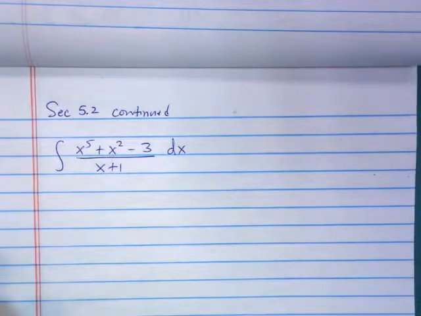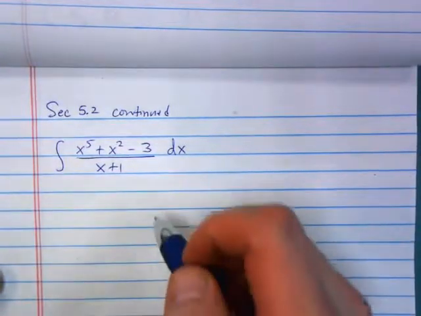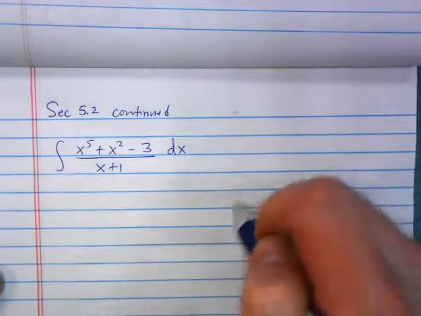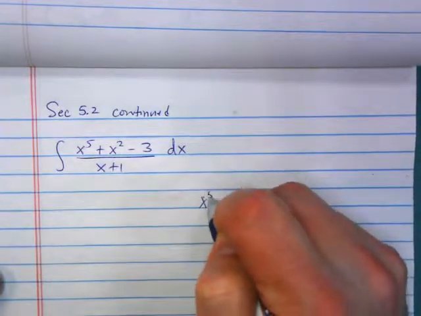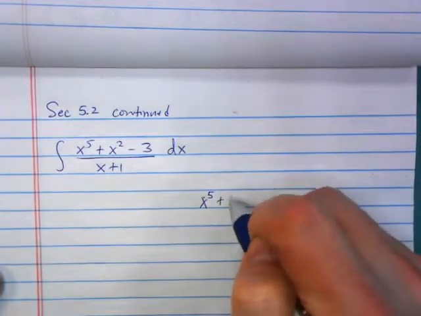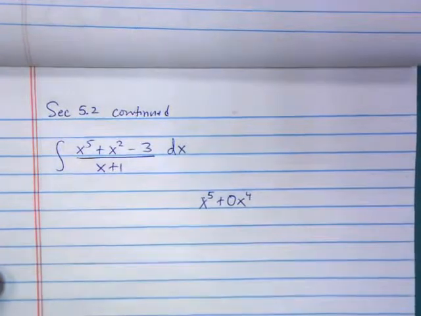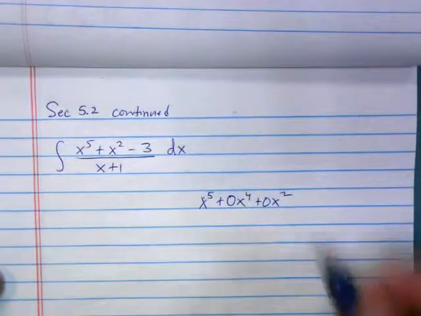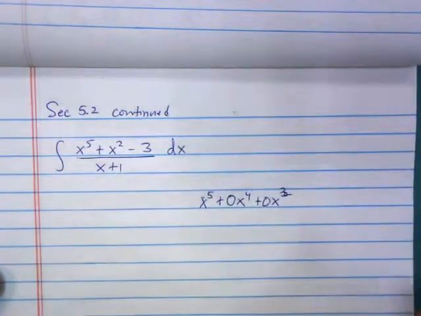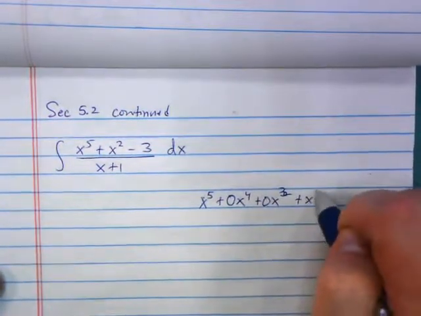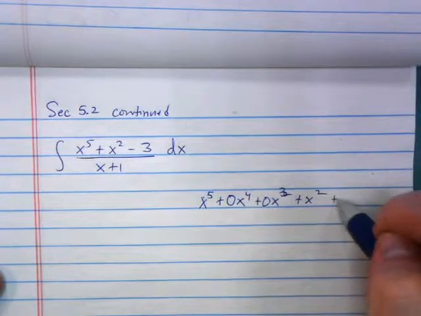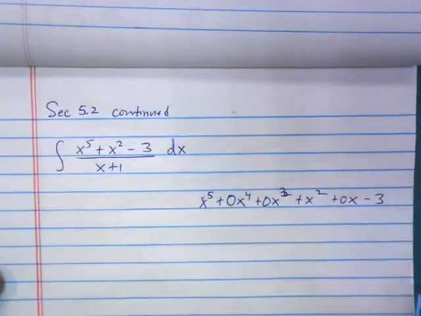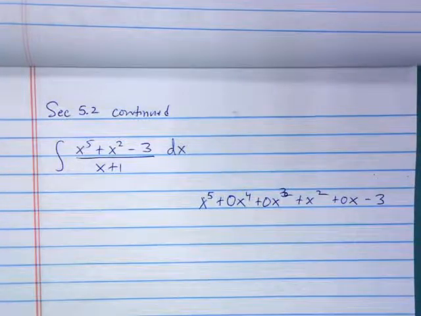All right, so long division here is kind of a pain in the neck, because what we have to do is we have to do x to the fifth, and then I need to fill in a plus 0x to the fourth, because there isn't an x to the fourth. I need a plus 0x cubed, because there was no x cubed term, plus x squared, and then I need a plus 0x minus 3. So you have to fill in all of the missing terms. We were missing x to the fourth, x cubed, and x, so we had to fill them all in with zeros.